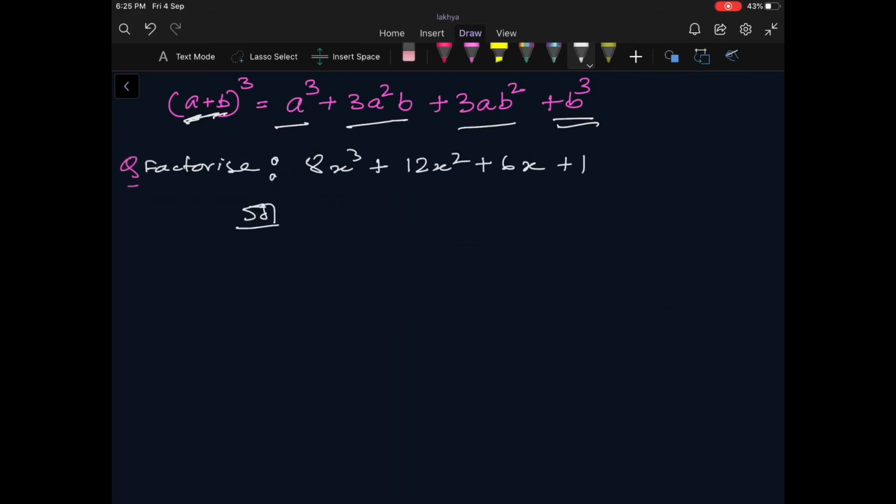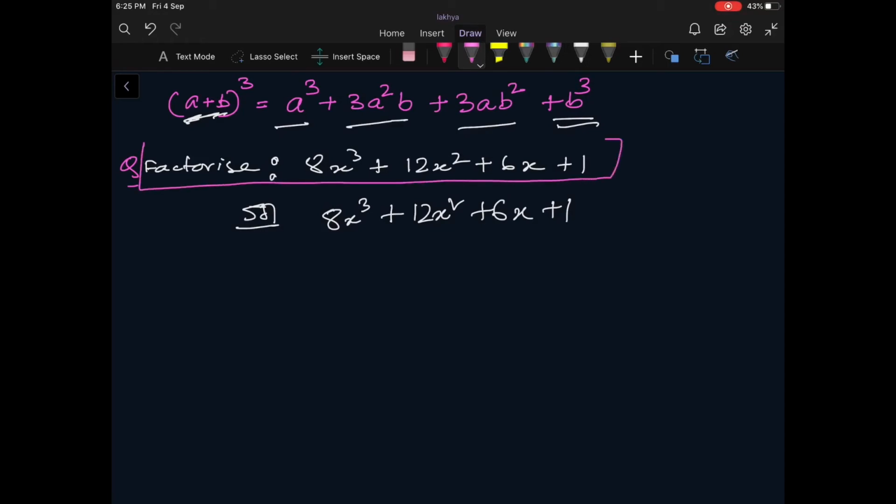Suppose we need to factorize this polynomial. How to factorize this polynomial? 8x cube plus 12x square plus 6x plus 1. So this is the question. Factorize 8x cube plus 12x square plus 6x plus 1. So now let me show you how to factorize this polynomial. 8x cube, this term can be written as twice x whole cube, because cube of 2 is 8 and cube of x is x cube. Now you see, and this 1 can be written as 1 cube.